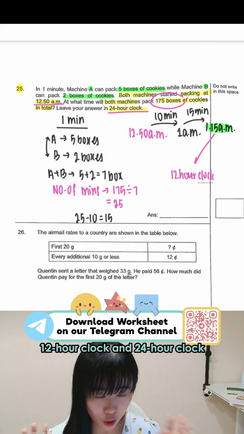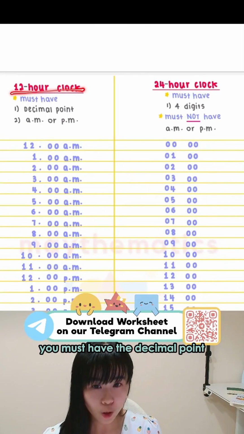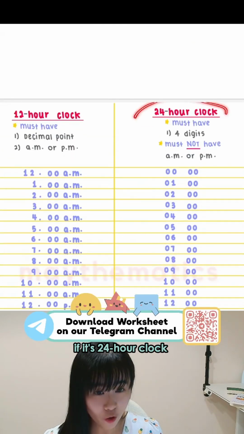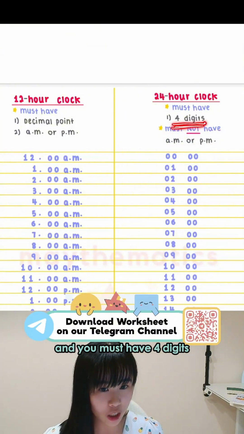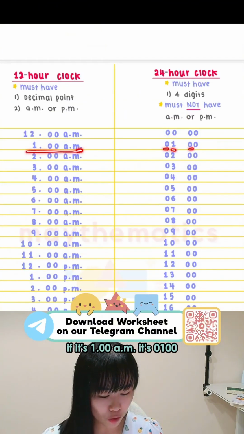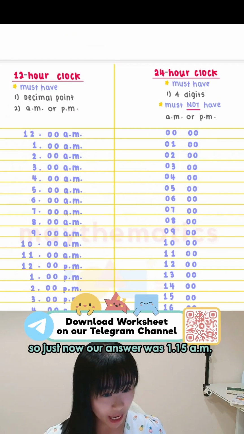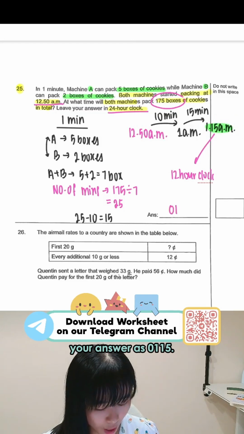If you forget what is your 12-hour clock and 24-hour clock, okay, let me show you. 12-hour clock, right, you must have the decimal point and you must write the AM or PM. If it's 24-hour clock, right, you do not write the AM or PM and you must have 4 digits. If it's 1 a.m., it's 0100. So just now our answer was 1.15 a.m., right? 1.15 a.m. You need to write your answer as 0115.